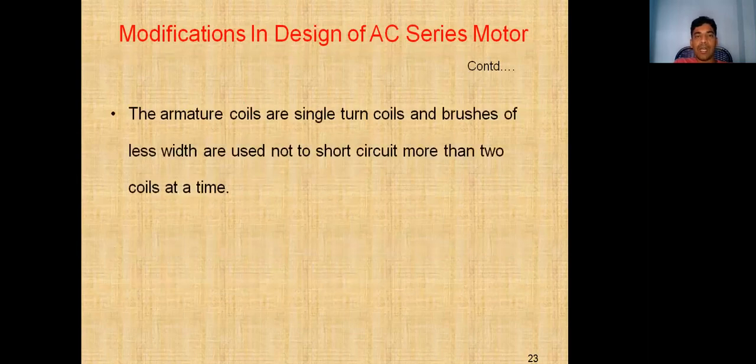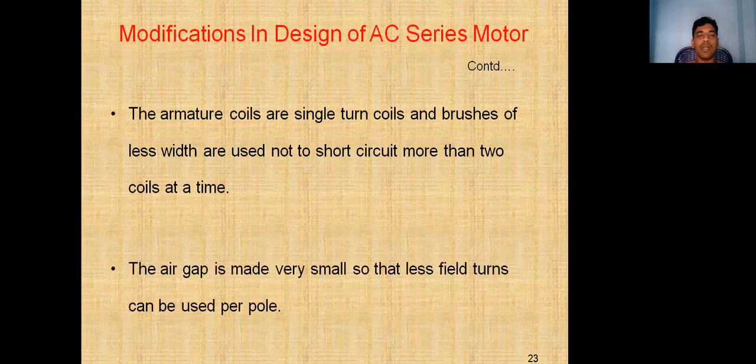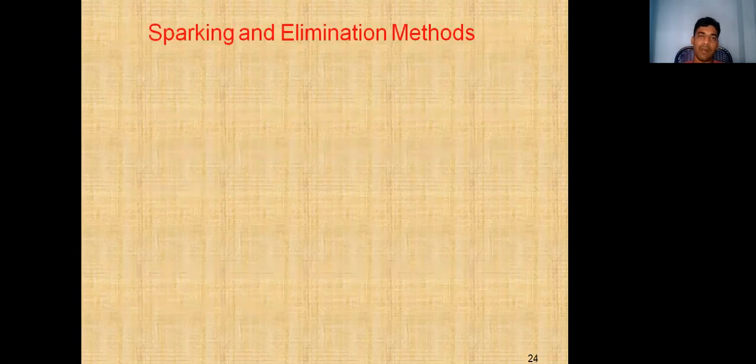The armature coils are singleton coils, and brushes of less width are used so as not to short circuit more than two coils at a time. The air gap is made very small so that fewer field turns can be used per pole.